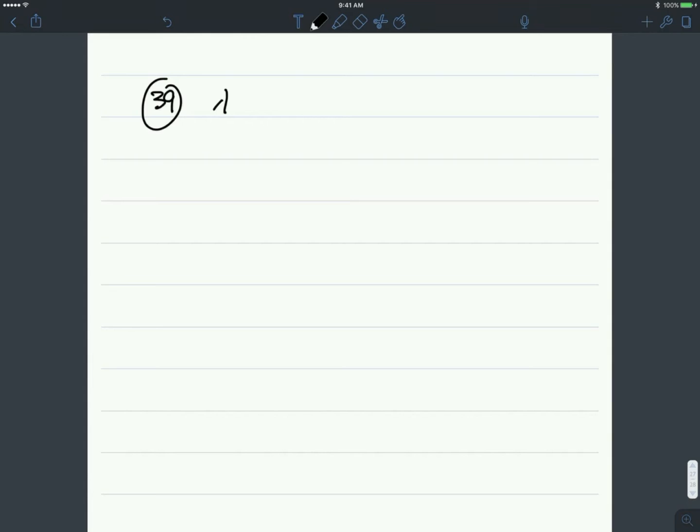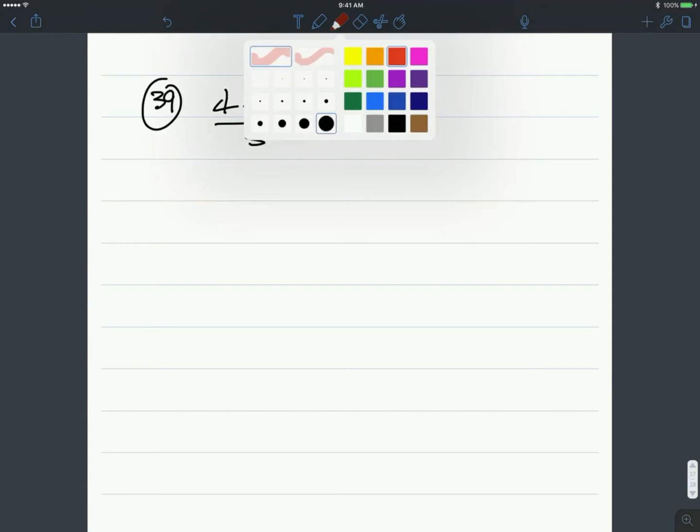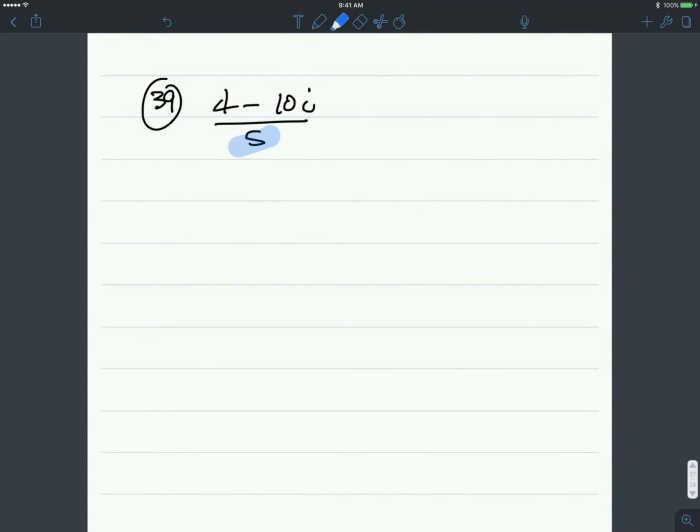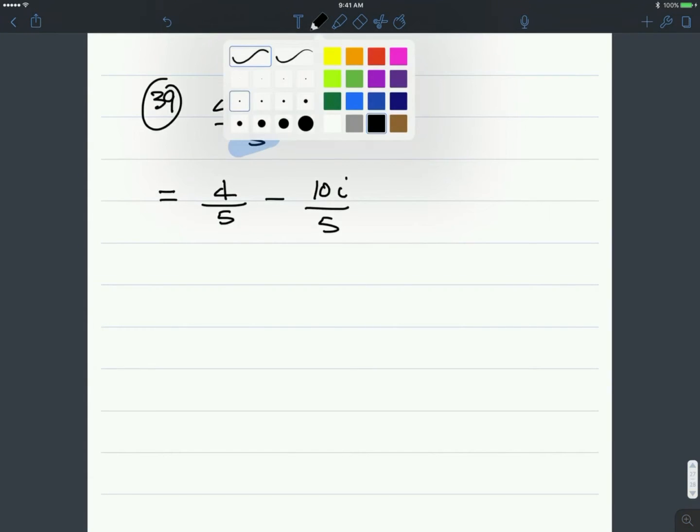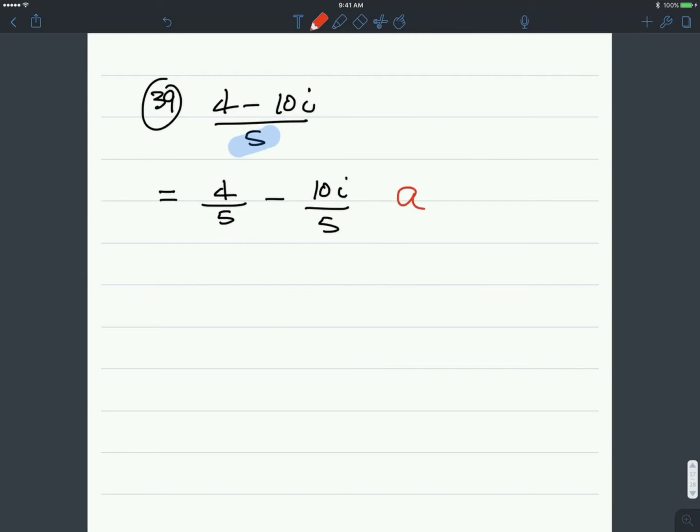Number 39. 4 minus 10i divided by 5. Notice again, we are not dividing by an imaginary complex number. We're dividing by a real number, 5. So all that's left for me to do is actually simplify, because this is in complex number form. This is of the form, if you remember, a plus bi. That's our complex number.